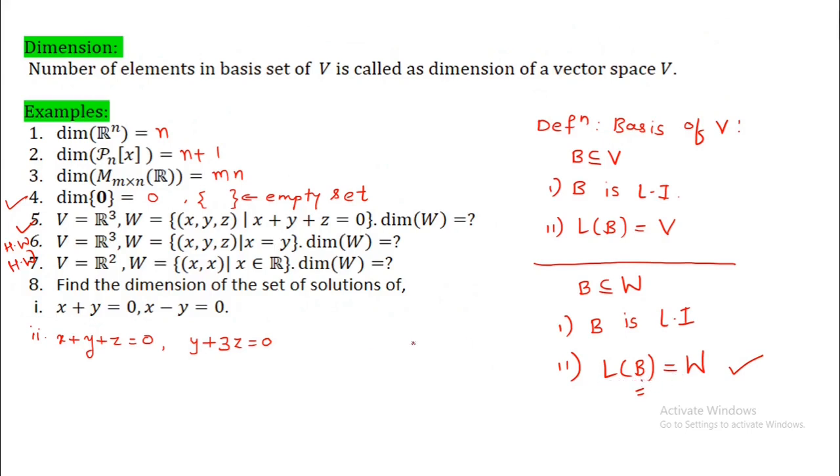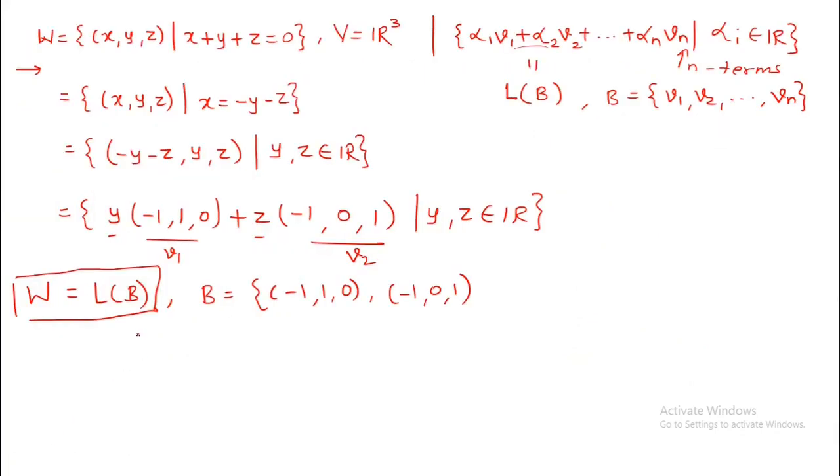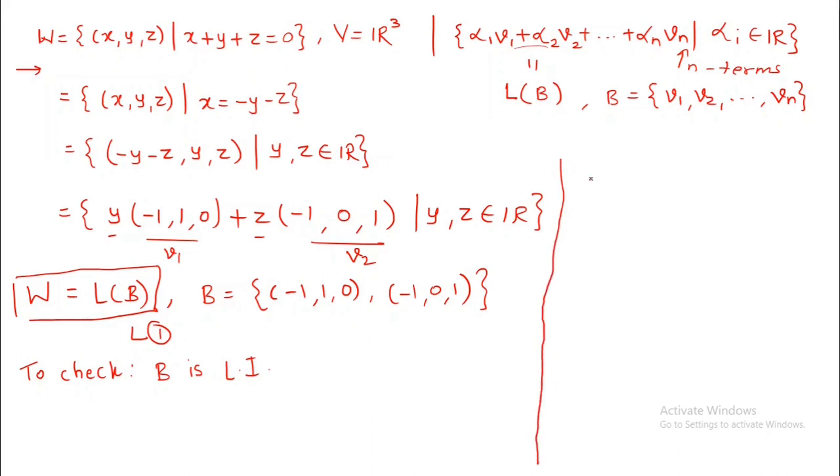So what we have done here is, we have found a set B such that the linear span of B is equal to W. Now it remains to check whether this B is linearly independent or not. If B is linearly independent, then we can say that B is a basis of W and we can tell the dimension of W. So let us check the linear independence.